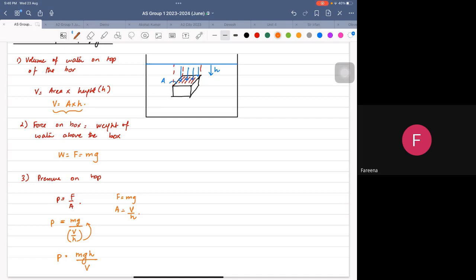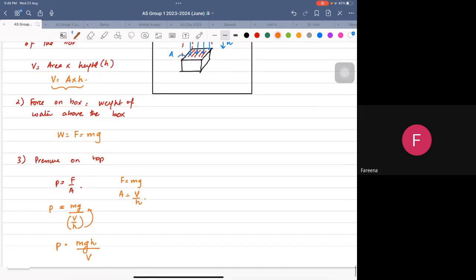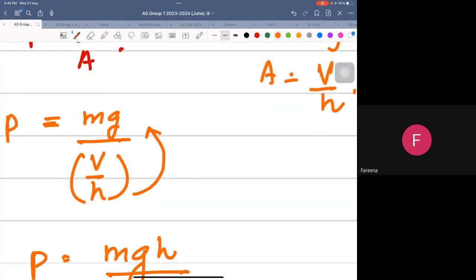Sir, why did you take h to the top? Because it's being double divided, right? It is being divided here, so if it's double dividing, it can be multiplied on the top. Do you get it?